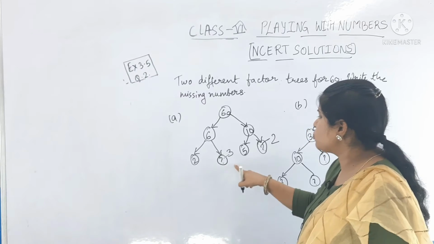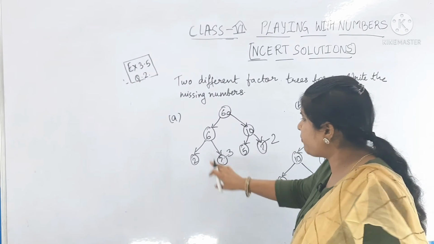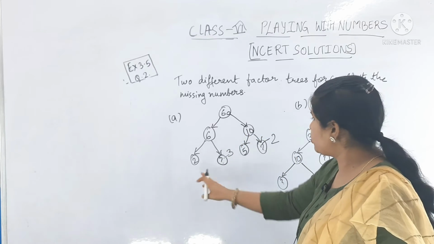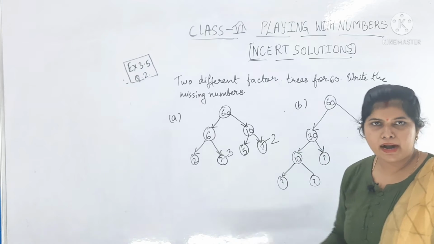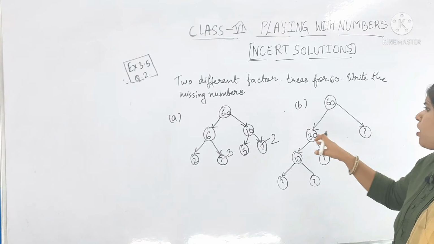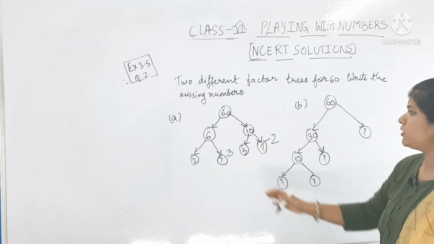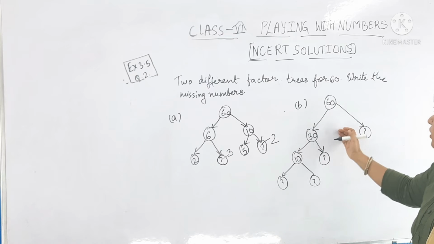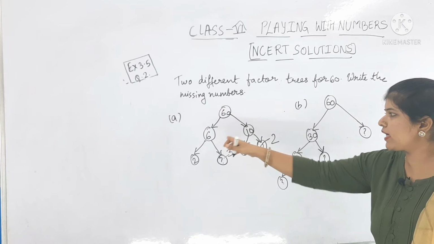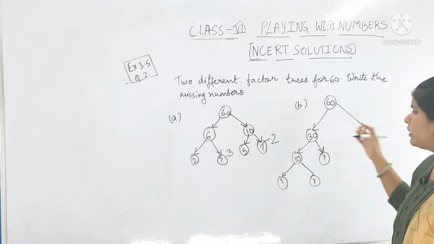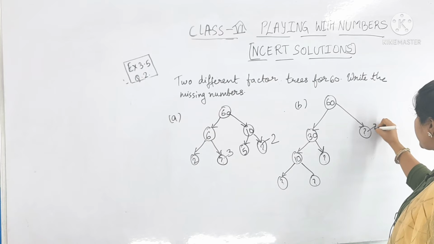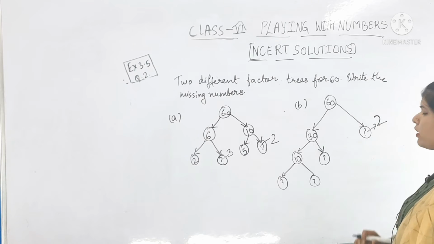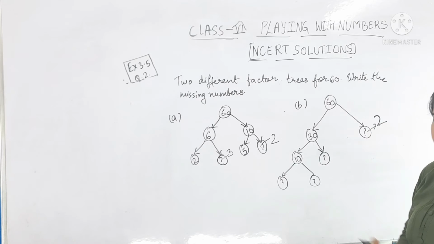Okay, the last should be how the factor tree ends. A factor tree ends with prime numbers. So 2, 3, 5, 2 are the prime numbers. Now come to the B part. This is one factor tree, this is another factor tree. I can write 60 as 6 into 10 or 30 into 2. So this question mark is replaced by 2. So 30 times 2 is 60.